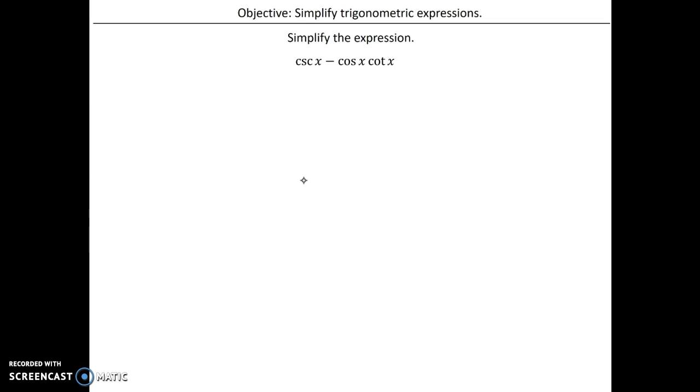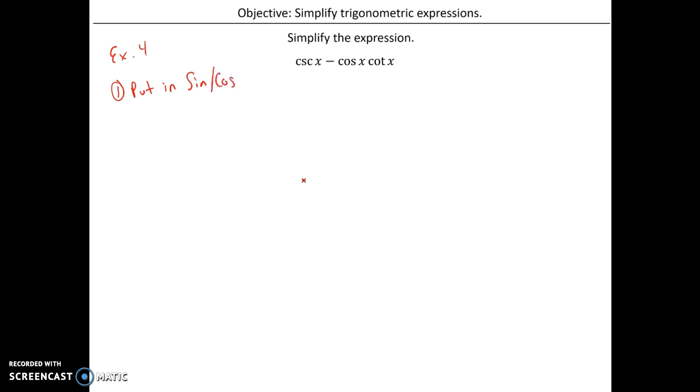This is example 4, and in this example we're going to use a lot of the previous ideas that we used. So if I want to simplify this trigonometric expression, notice that I can't factor this expression. I don't have anything in common, and there's no squares to break it down. So what I'm going to do is what I did in the last example. I'm going to put everything in terms of sine and cosine.